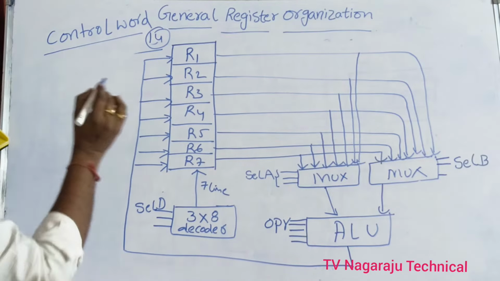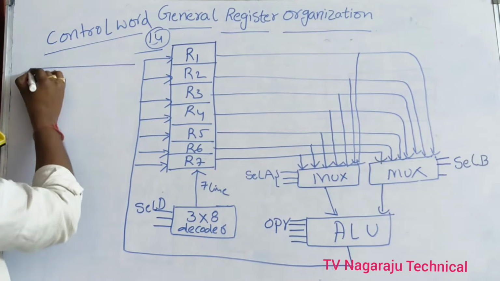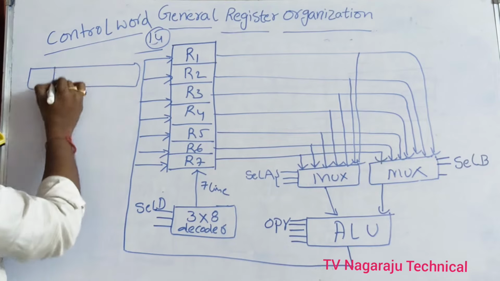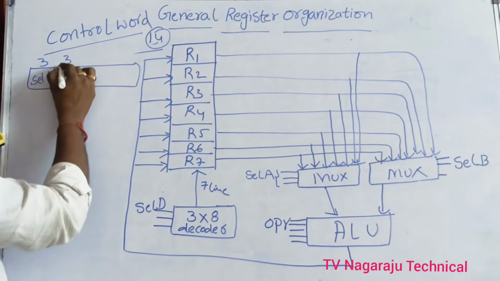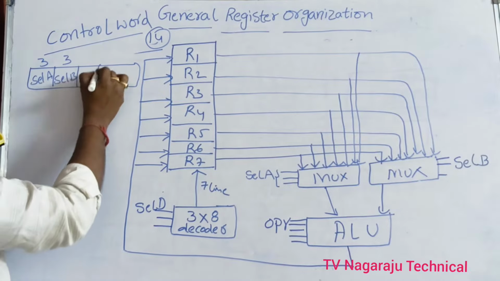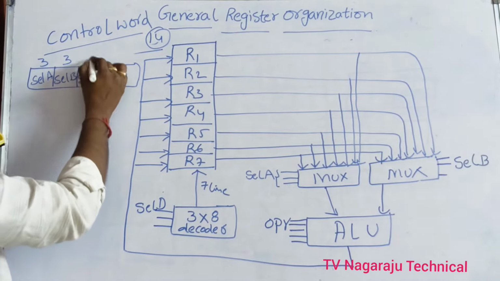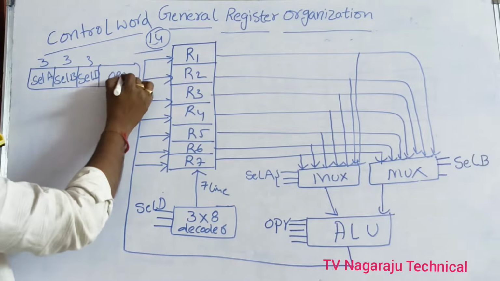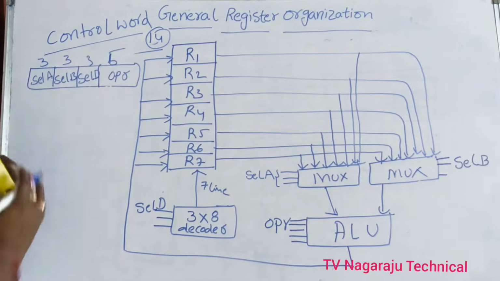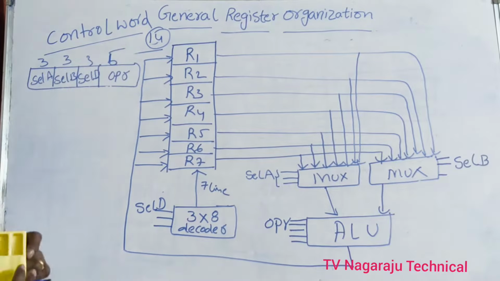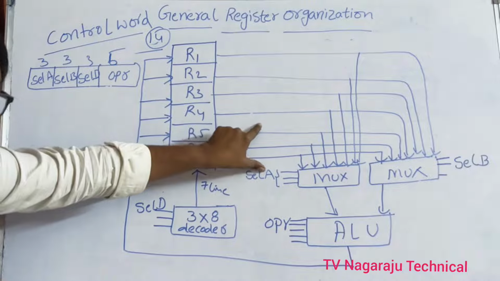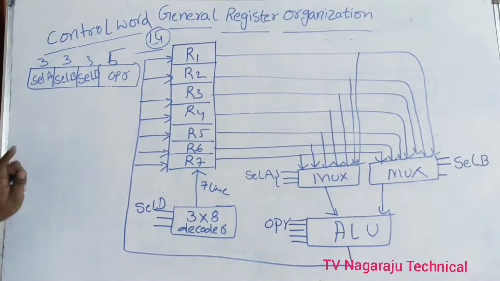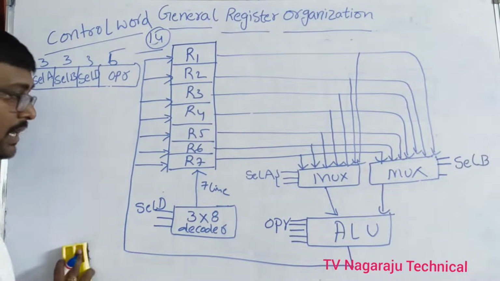Simply, how the control unit works: 14 bits. In that 14 bits, 3 bits for selection A, 3 bits for selection B, 3 bits for selection D, and 5 bits for operation. So like this, 14 bits are selected. Clear? Now once it is clear, I will erase this diagram and explain everything with an example.